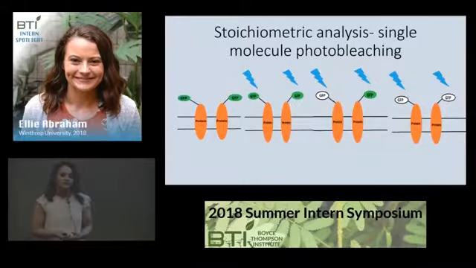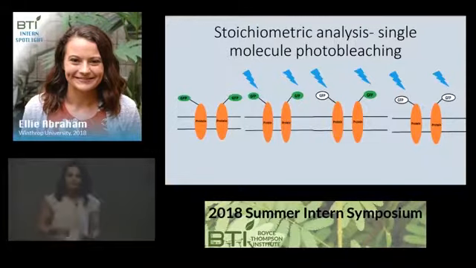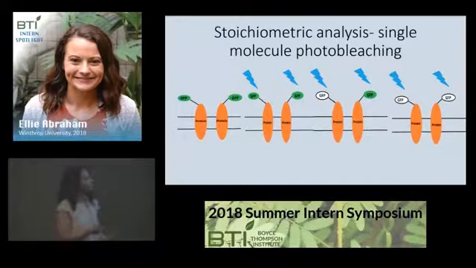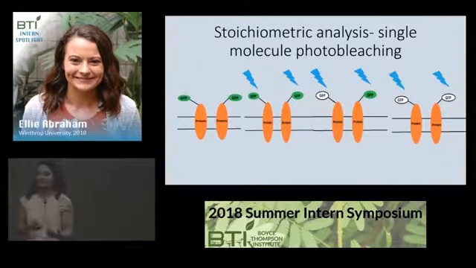But when you shine a high-intensity laser on GFP for an extended period of time, it loses that ability to fluoresce, and we call this bleaching. So it no longer emits light. But not every GFP is going to bleach at the exact same time. So the first one will bleach, and then the second one bleaches. And we're able to pick this up as a change in light intensity over time.